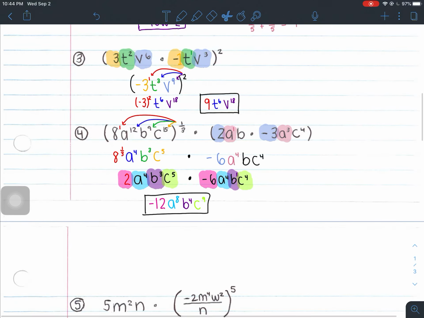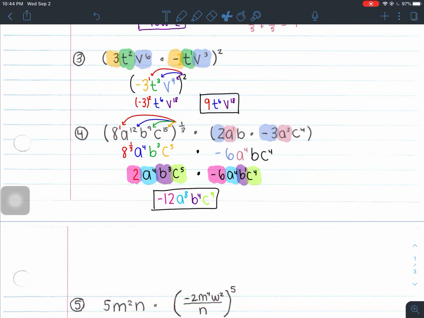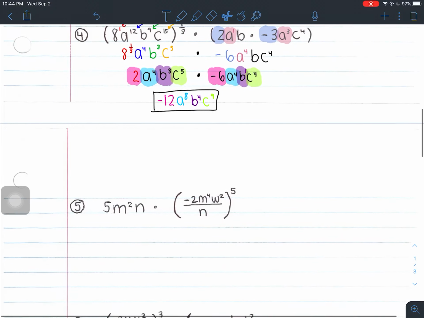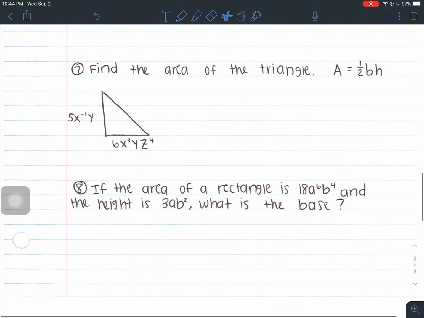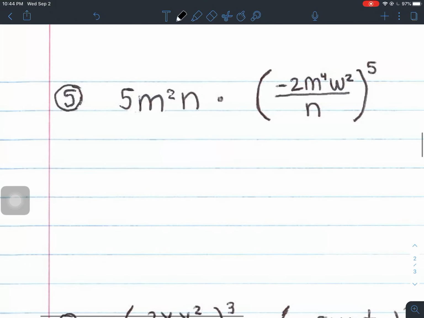So that one took a little bit longer, but you have to look at it piece by piece. If you look at it all as one part, it gets a little bit confusing, so you don't want to do that to yourself. All right, moving on to number 5. There's only 8 problems, so we have 4 left. Number 5, again, you always want to look at it by parts because it makes things a little bit easier.